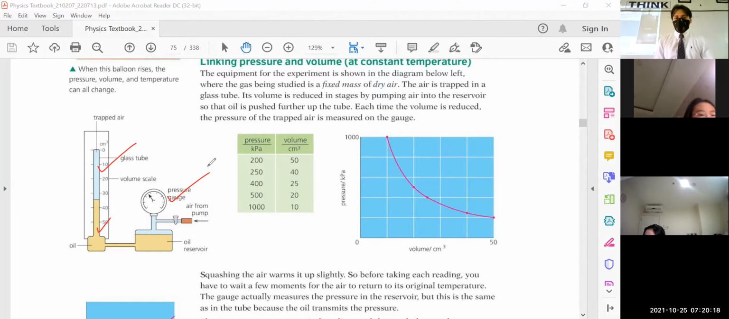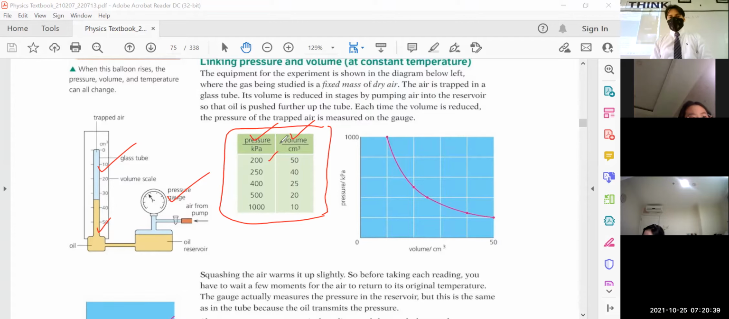when the experiment was performed, it was found that, look at this table, children. This table is between pressure and volume. So look at the observation made during this experiment. When the pressure is kept at 200 kilopascal, what was the volume of the gas in the tube? That is 50 centimeter cube.